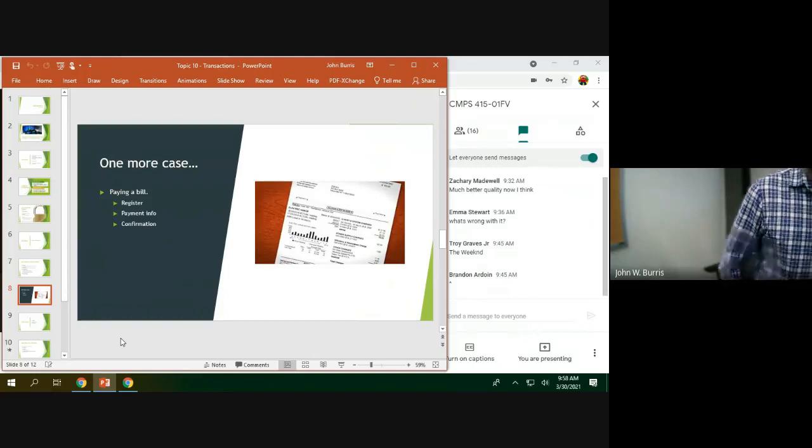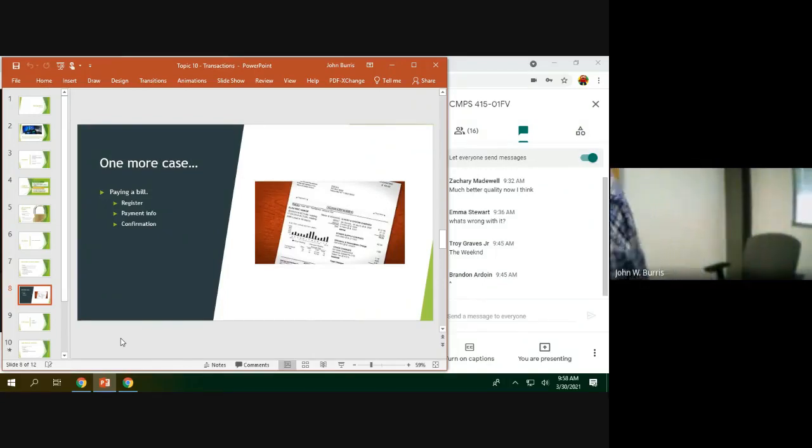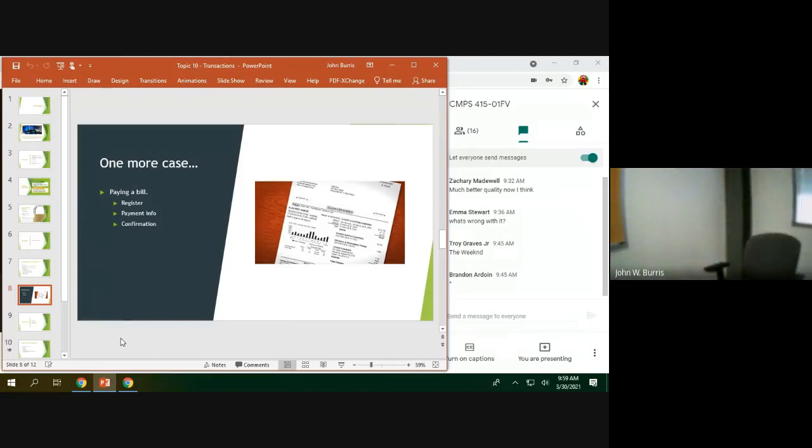All right, so one more case. Let's consider paying a bill. Inside of paying a bill, this is probably the most straightforward case that we consider a transaction. So I know with our new virtualization and all that stuff, usually inside of a regular classroom, I would have everyone here and I would actually hide those points to help with animation.